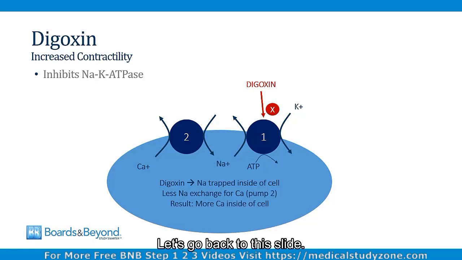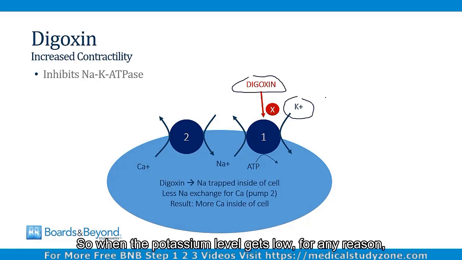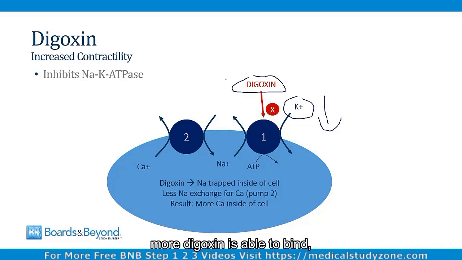Let's go back to this slide. Digoxin essentially competes for a binding site with potassium. So when the potassium level gets low for any reason, more digoxin is able to bind, and that amplifies the effects of digoxin, and potentially this can lead to toxicity.